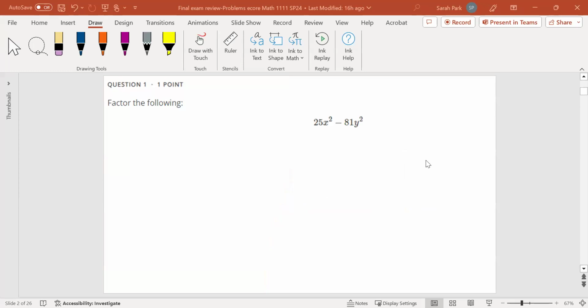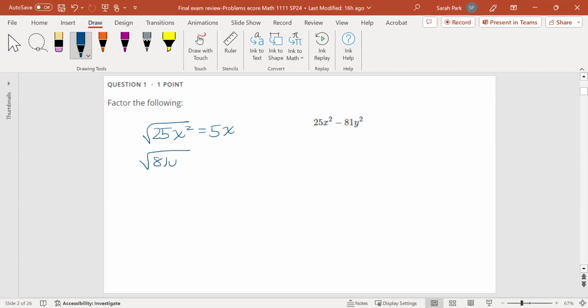Okay, for question 1, we're going to factor 25x squared minus 81y squared. Now, if you look at 25 and 81, they're both perfect squares. So if you're taking a difference of two perfect squares, we know the square root of 25x squared is 5x, and the square root of 81y squared is 9y.